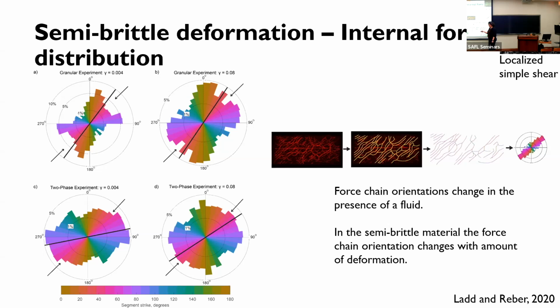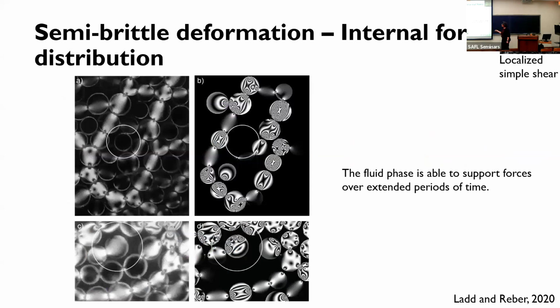Now, if we have a fluid in our experiment, what we're seeing is that at low strains, the average orientation of the force chains is almost parallel to the shear plane. And then again, with increased strain, it starts rotating and becomes more parallel to our sigma 1 direction. That was kind of interesting, but we were thinking, okay, what does that actually mean?